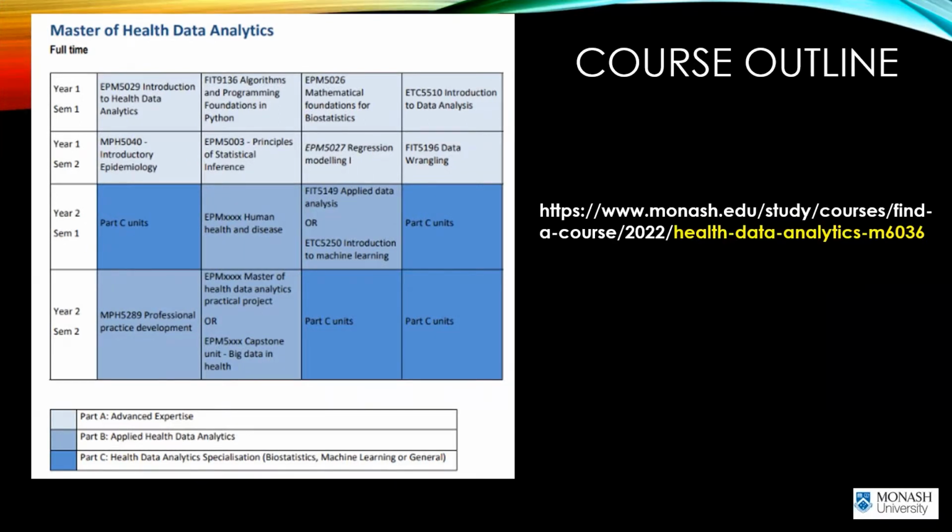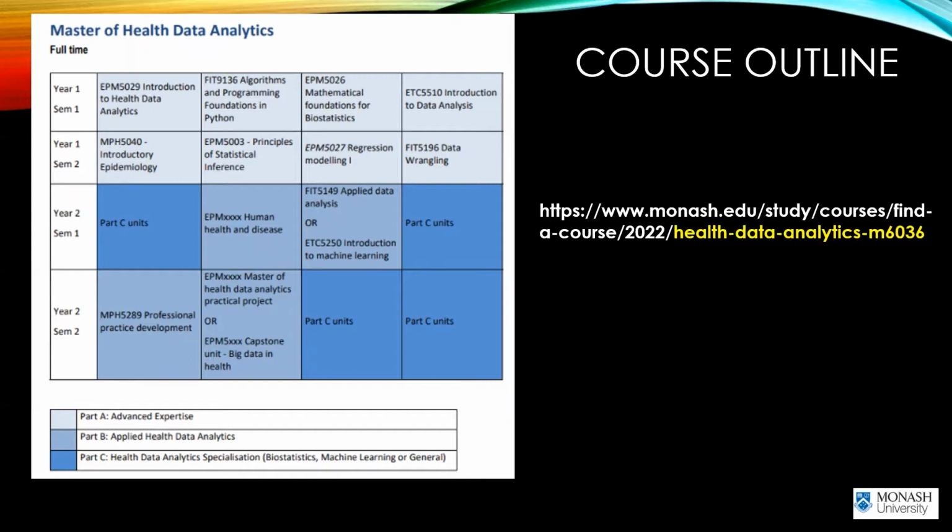So this diagram on this slide is split up into 3 different colors. There's the light blue, the medium blue, and the dark blue. They're called Part A, Part B, and Part C of the course. So Part A is really the core coursework that all students do, and then Part B and C are when you can start moving into different choices of elective units.